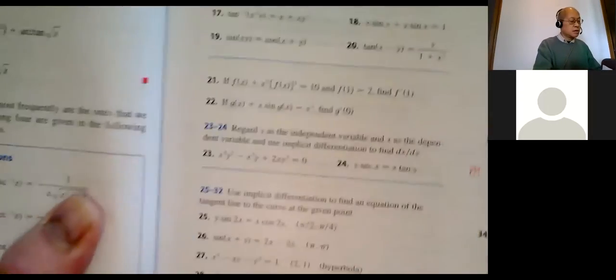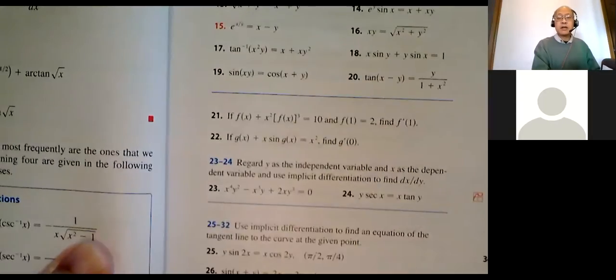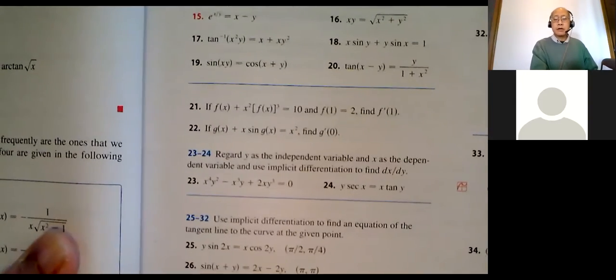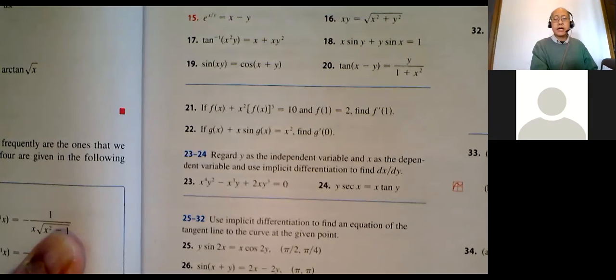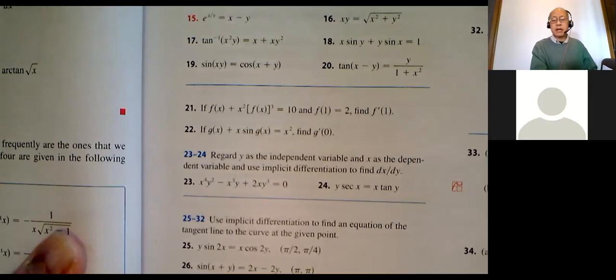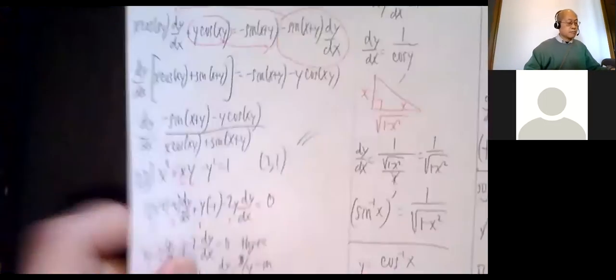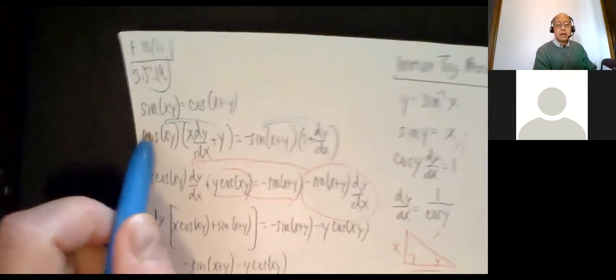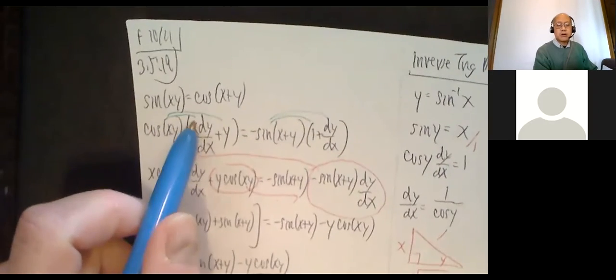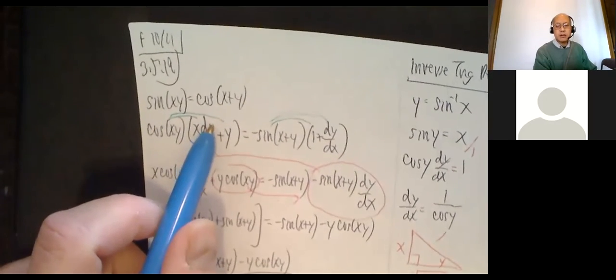Okay, a little bit tougher is number 19, because you have sine of xy, there's a product rule, and there's also a chain rule, and cosine of x plus y, that's also a little bit messy. And there's a chain rule there too. Okay, so let's see what's happening. Sine of xy equals cosine of x plus y.